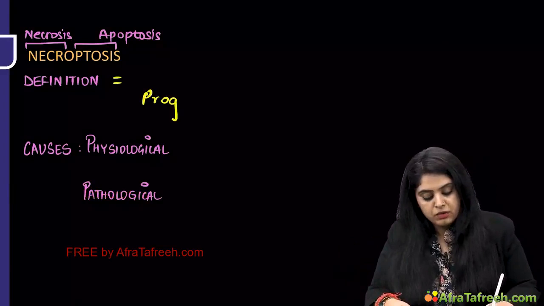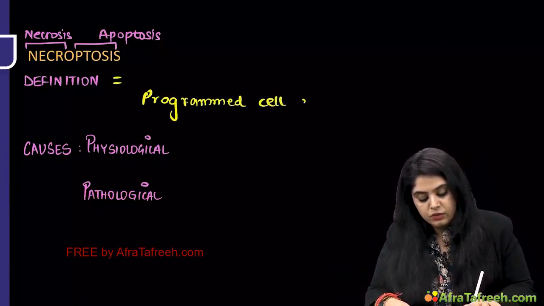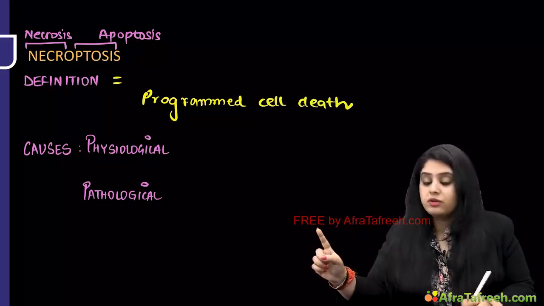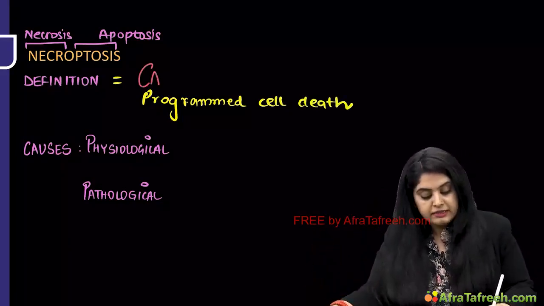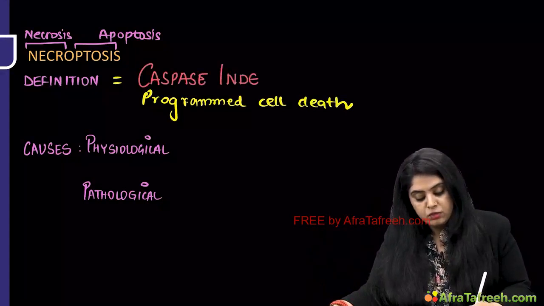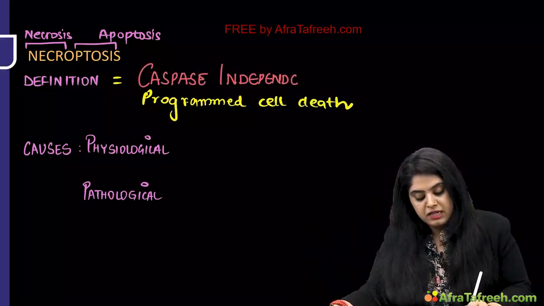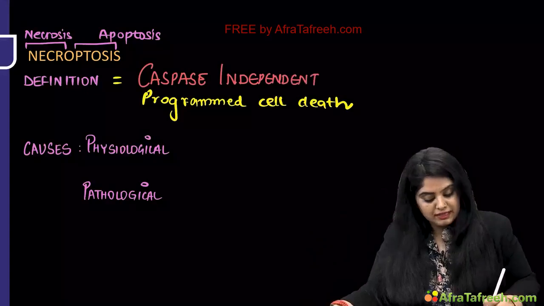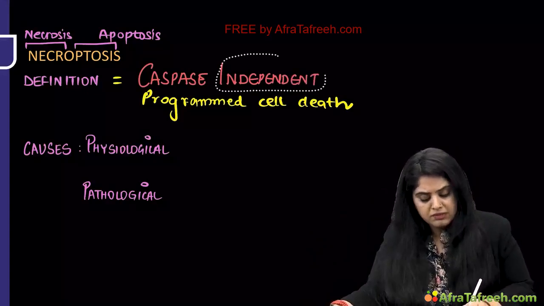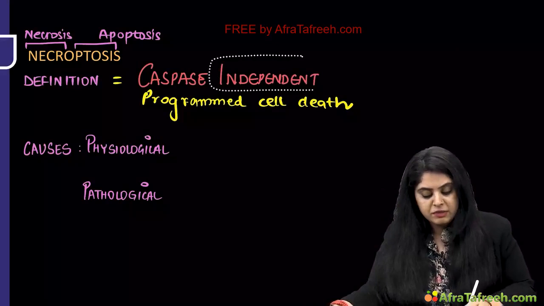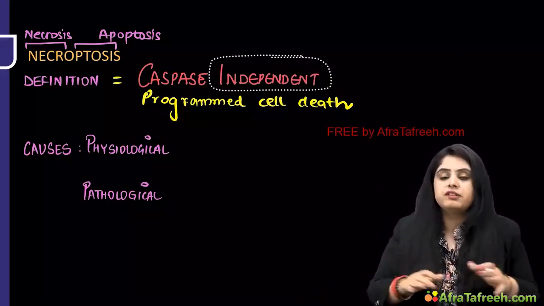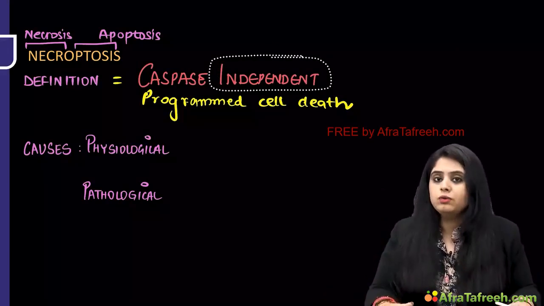Do you know? Necroptosis is a kind of a programmed cell death. You'll say, ma'am, apoptosis was also a programmed cell death. What is the difference? This has nothing to do with caspase. It is a caspase independent programmed cell death. That's the word that you cannot miss in the paper. It is caspase independent. I promise, I will not talk about caspase at all over here.